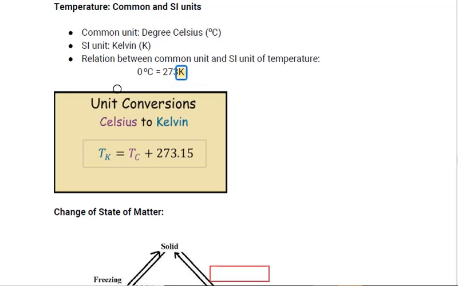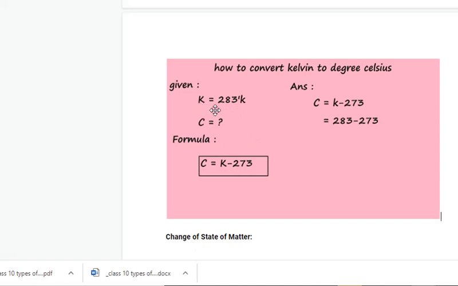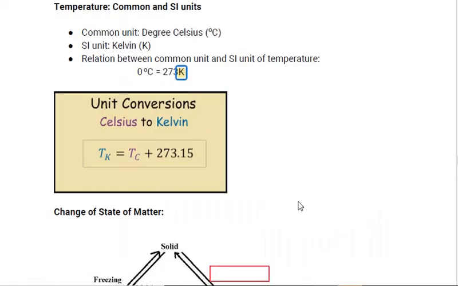See, how do we convert degree centigrade to Kelvin or Kelvin to degree centigrade? See, unit conversion Celsius to Kelvin. Suppose the temperature is given in Kelvin. Whatever the temperature in degree Celsius, we add 273.15 to it. A few examples we will see. Suppose we are given 283 Kelvin and we have to change it into centigrade. So the formula is centigrade equals K minus 273.